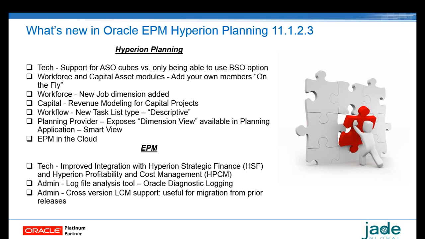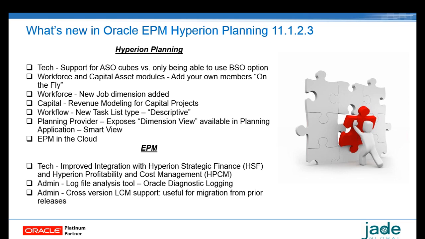Also, for workforce and the capital asset modules, you now have the ability to add members on the fly. We never used to be able to do that. Also in Workforce, like I previously said, they've now added a new job dimension. So you now have job as a dimension out of the box. The capital module now has a revenue component, so if you want to do revenue modeling for capital projects. Also around workflow, they've added a new task list type, which is descriptive, just to kind of help document some of those descriptions along the way.